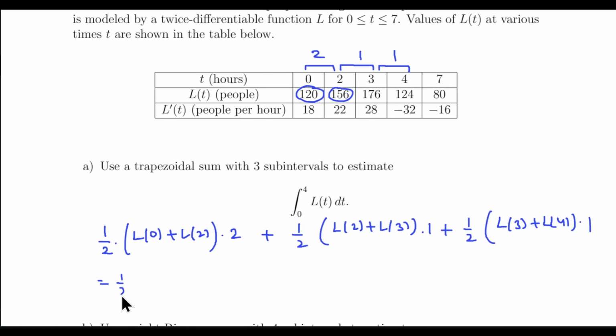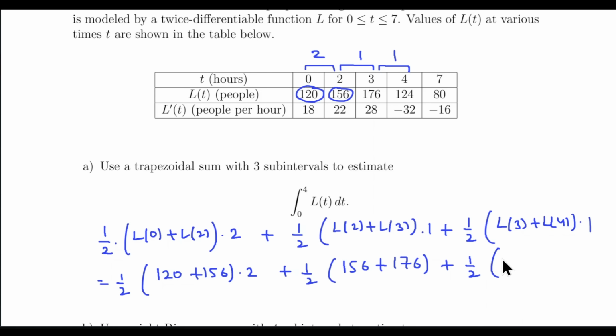So this will be 1 half, L0 is 120, this is 156 multiplied by 2, plus 1 half, this is 156 plus 176, and this is 1 half, 176 plus 124 over here. So this comes out as, the calc is active here, by the way, guys, the calc is active. So if I use the calculator, I am going to get 592. So that should be our answer over here.